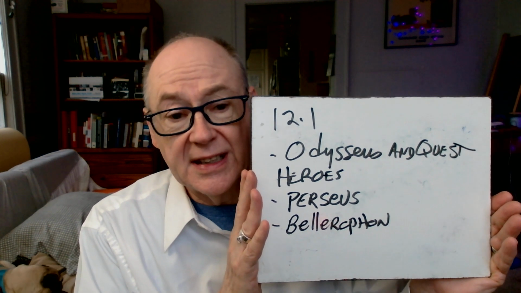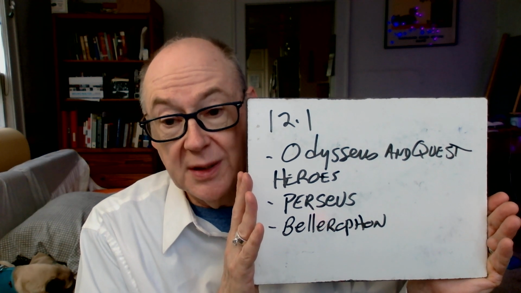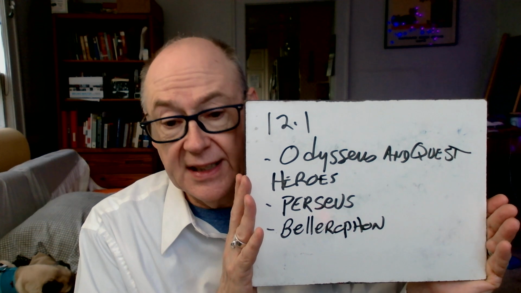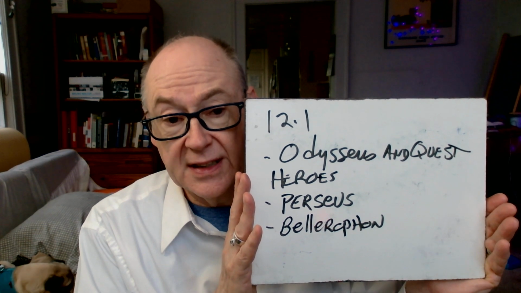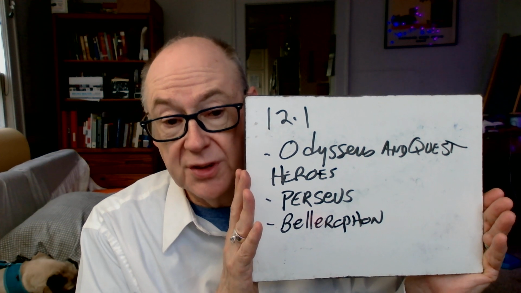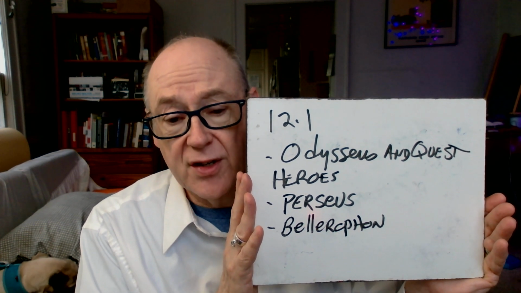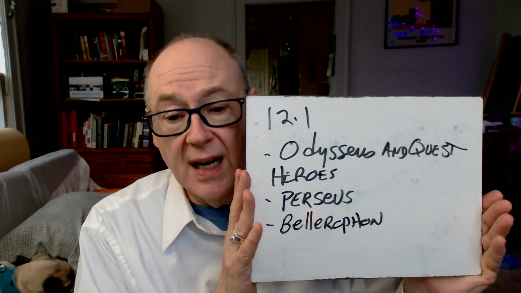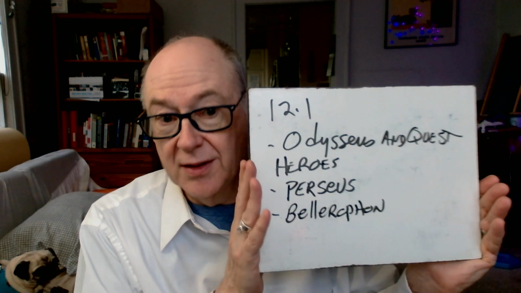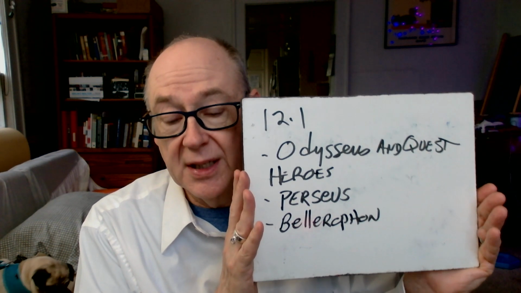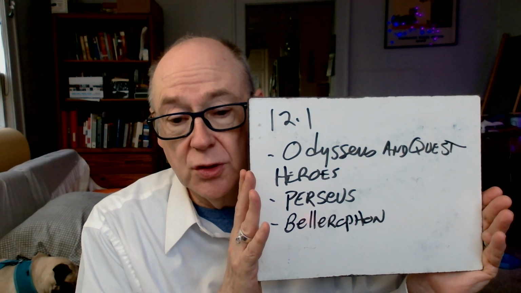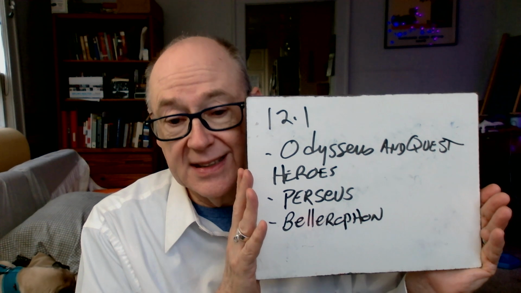So Odysseus is the most famous quest hero. His quest is to get home, and that's the story of the Odyssey. Perseus is a famous quest hero. He goes on a quest to get the head of Medusa, and then he has some other adventures. Bellerophon is also a quest hero. He's sent on a mission, right? So quest heroes go on a mission, or they go to get something. His mission is to kill the Chimera, which he does do with the help of Pegasus.